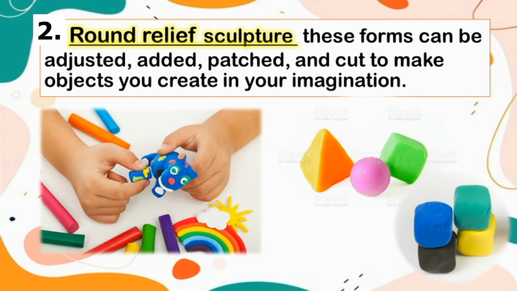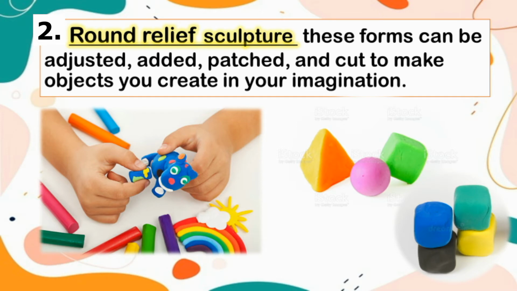And for today, we will proceed with number 2, which is round relief sculpture. These forms can be adjusted, added, patched, and cut to make objects you create in your imagination. We can sculpt modeling clay into different forms by thinking of the things you want to create. Practice by squeezing, patching, and modeling clay until you get the shape that you want.